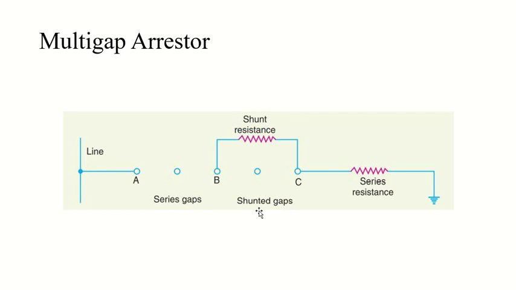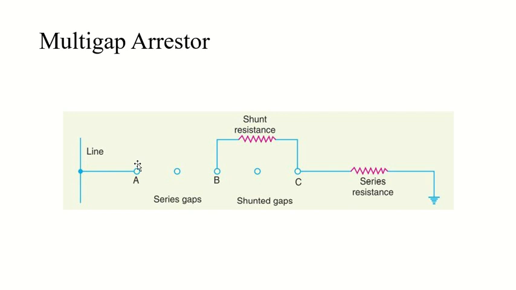As you can see, it consists of a series of metallic cylinders insulated from one another and separated by small intervals of air gaps. These metallic cylinders are normally made of some alloy material, normally some zinc alloys. So the first cylinder, cylinder A in this series, is connected to the line, and the other to the ground through a series resistance.